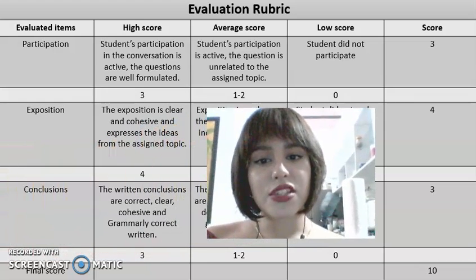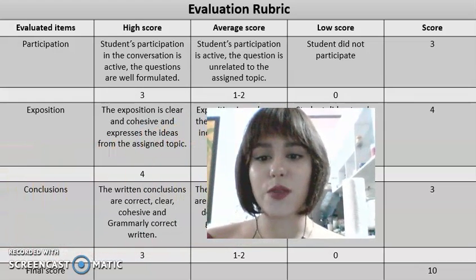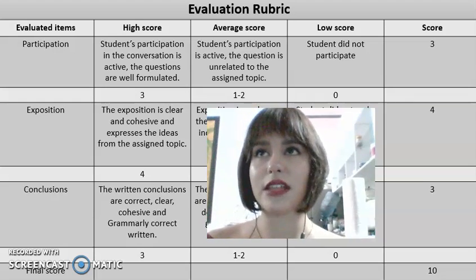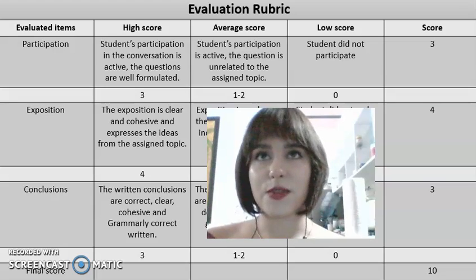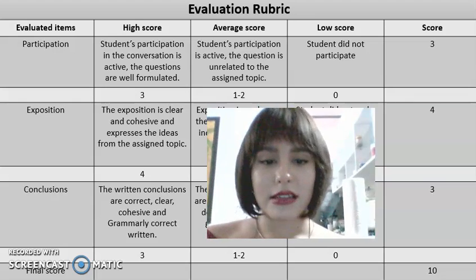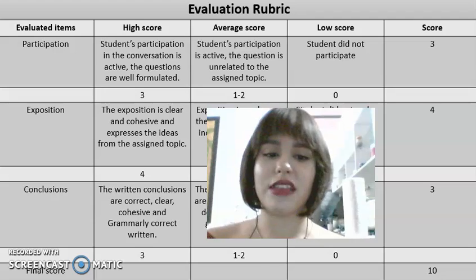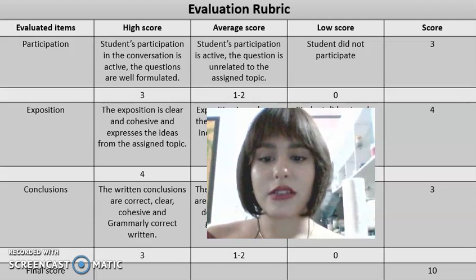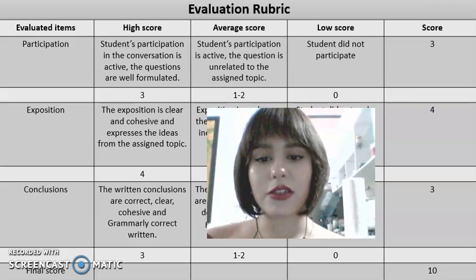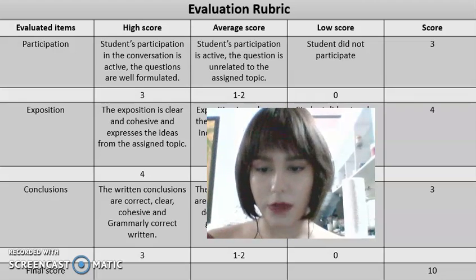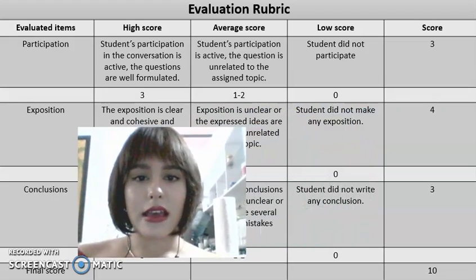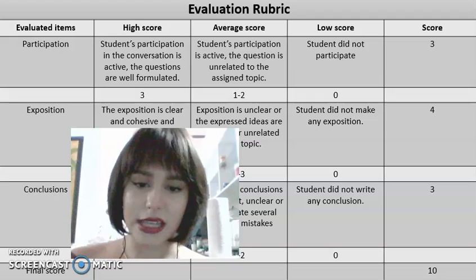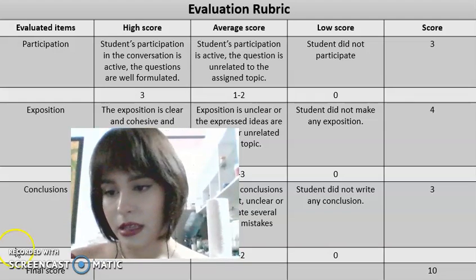In terms of exposition, it is when it's clear, cohesive, and expresses the idea from the assigned topic. So in this part, it's very important that the explanation students give in their exposition is accurate. It goes with the conversation they had previously. As for conclusions, the written conclusions are correct, clear, cohesive, and grammatically correct. The evaluation will be scored from 1 to 10 or 0 to 10.